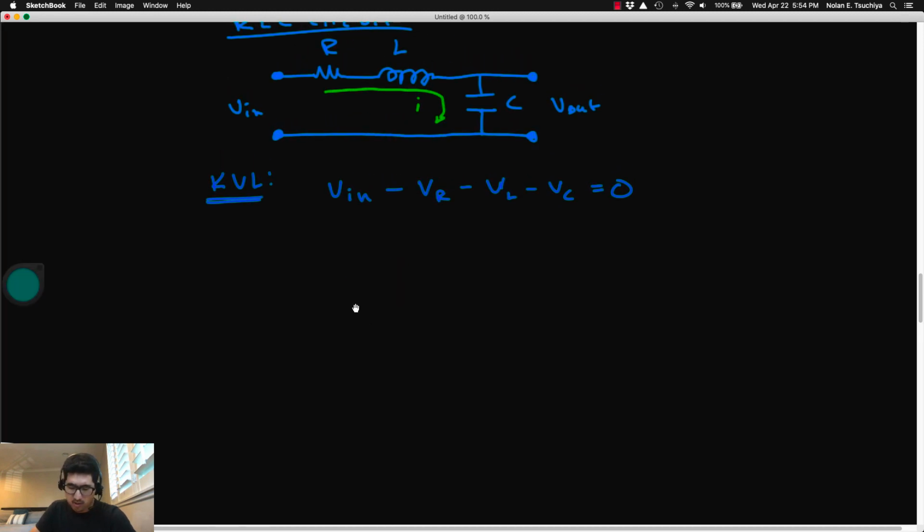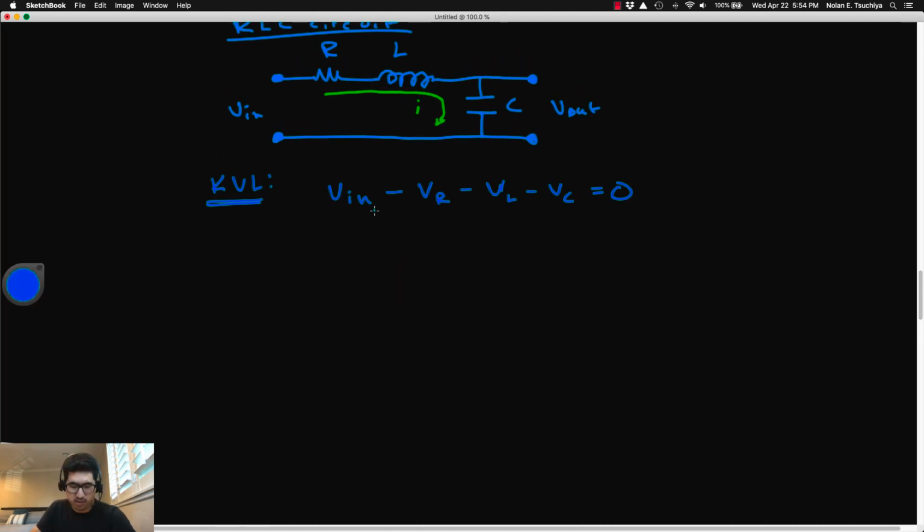Okay, so the voltage in, that is what it is. The voltage across the resistor, that's easy because we can state that using Ohm's law. Okay, so we have V in minus IR, that's the voltage drop across the resistor. The voltage drop across the inductor is given in the equation for the inductor. It's going to be L times di dt. Okay, so L times the time derivative of the current flowing through it.